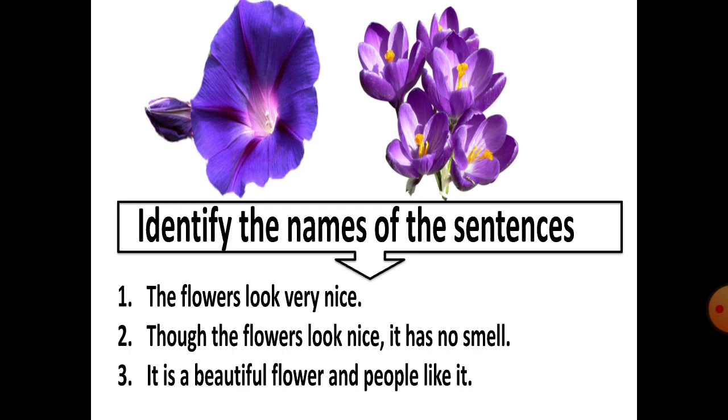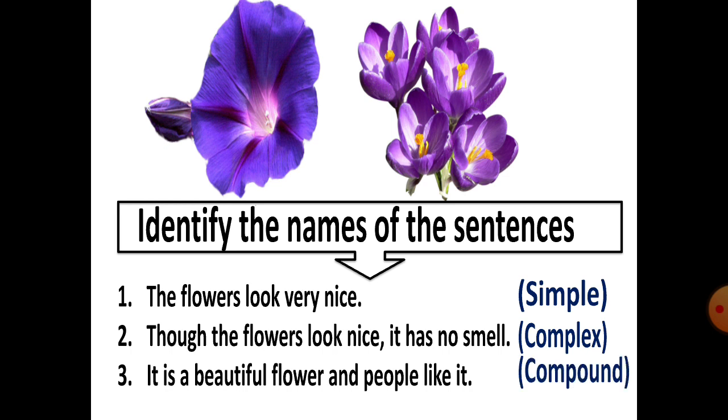Look, here are also two parts of the sentence and these two parts are very independent, that express the meaning very well. It is a beautiful flower, people like it, but these two sentences are connected with a connector and there are two subjects and two verbs and those two parts express the meaning very well independently. That's why first one is called simple, second one complex, and third one compound.